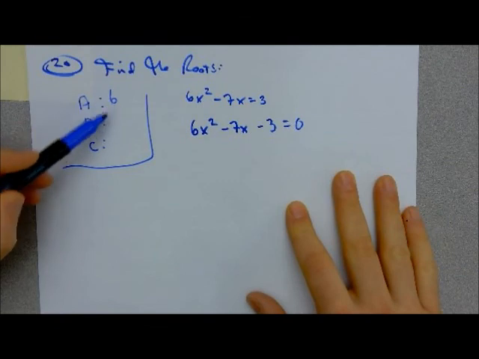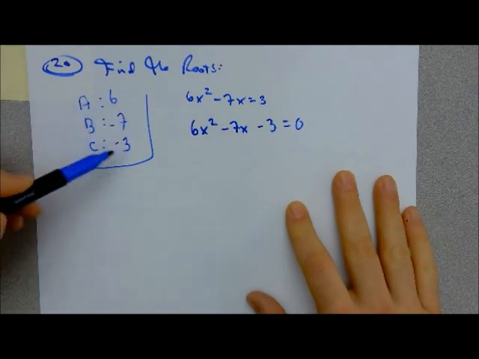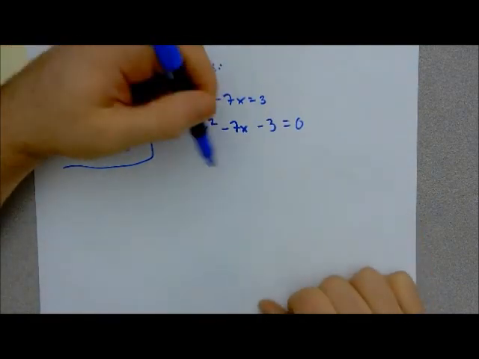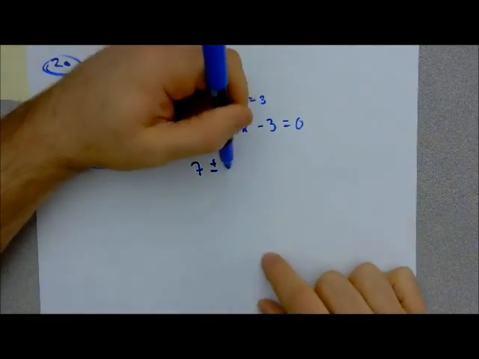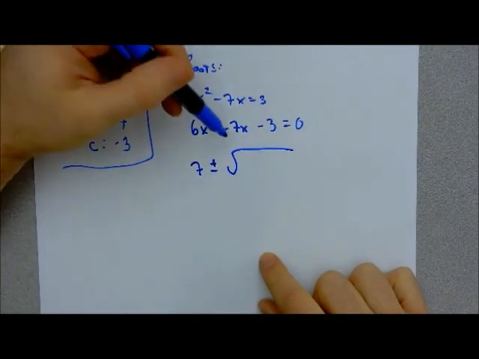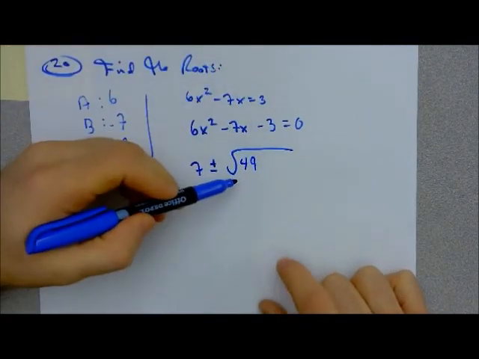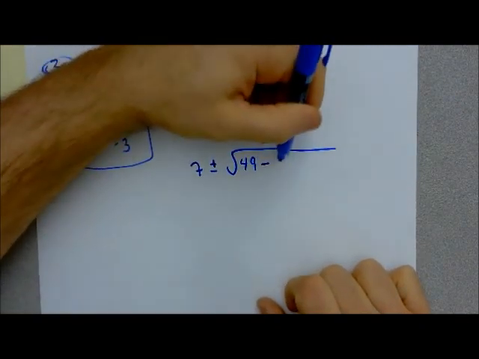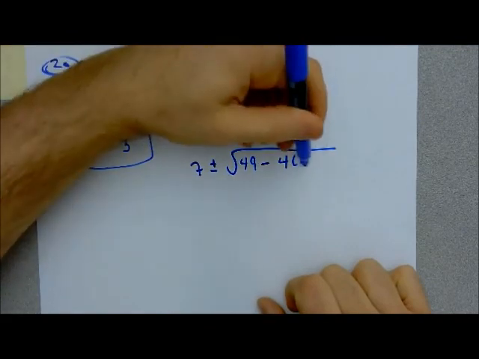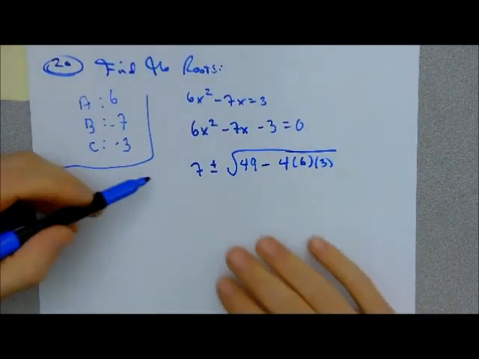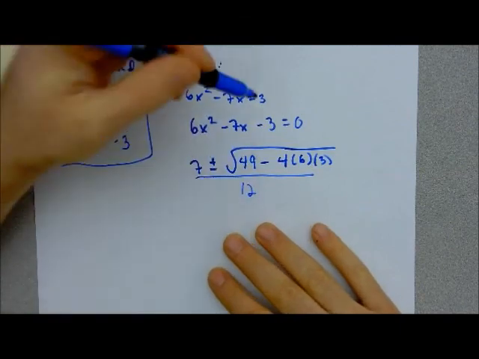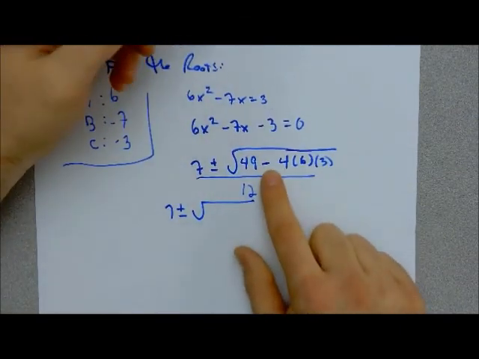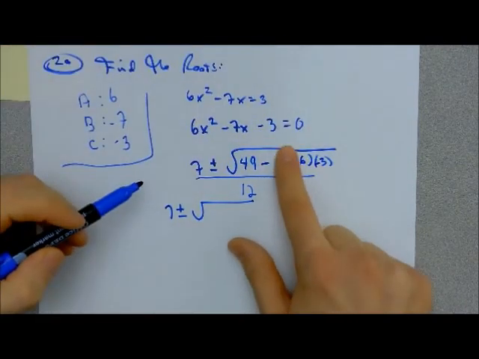A would be 6, B would be negative 7, C would be negative 3. So when we use the quadratic formula, negative b, since it's already a negative, is 7, plus or minus the square root of b squared, which is 49. Remember that b squared is always going to be a positive number, minus 4ac, all over 2 times a. Keep going, and we have 7 plus or minus the square root of, this should have been a negative 3 underneath, sorry. So C was negative 3.